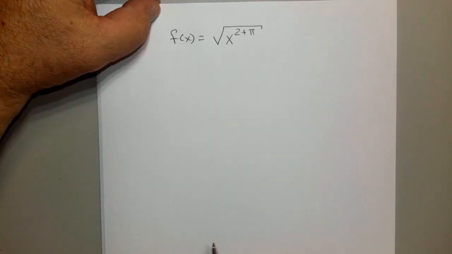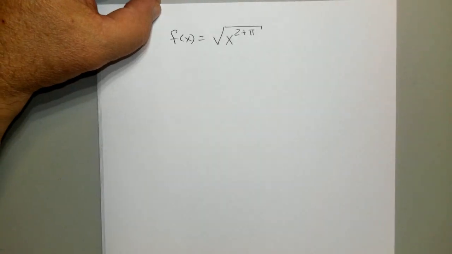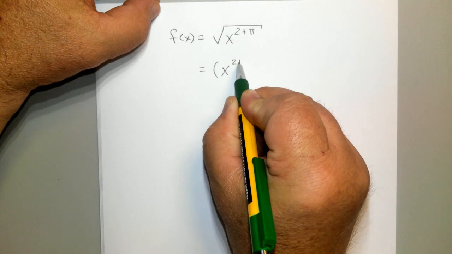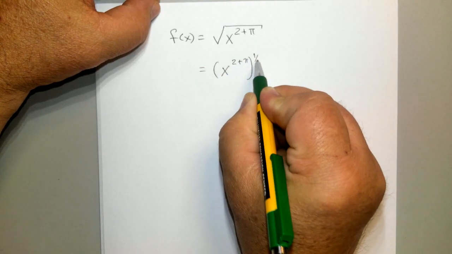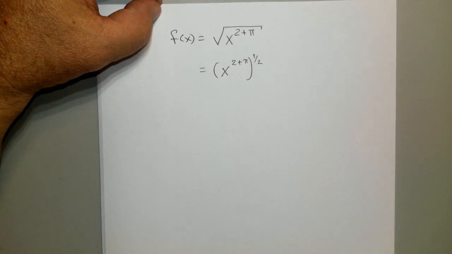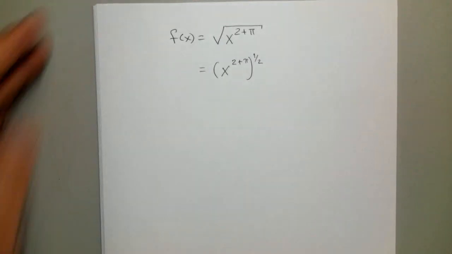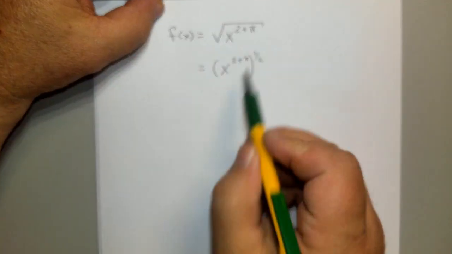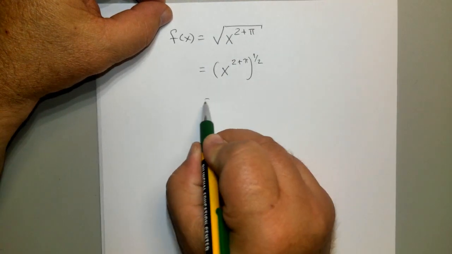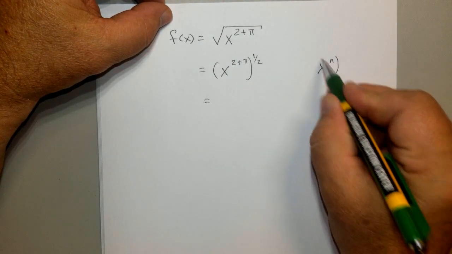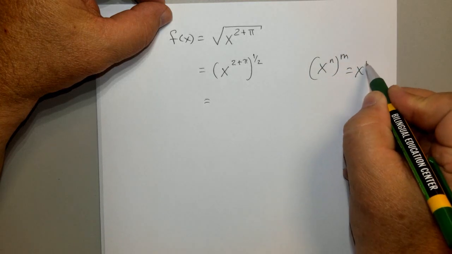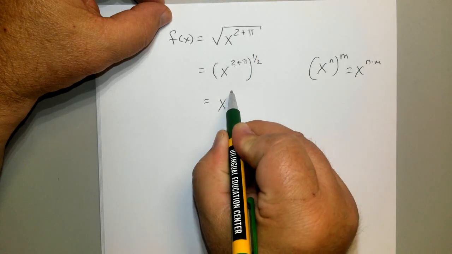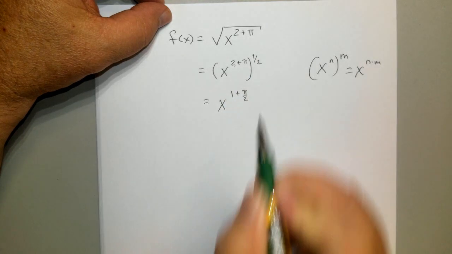What's the first thing you've got to do? What did we do last time we had a radical? You only bring it forward in the front if you're taking a log of them. What do you do when you have a power to a power? Yeah, when you have a power to a power, you multiply the exponents. So multiply both of these by 1/2, you get 1 plus pi over 2.